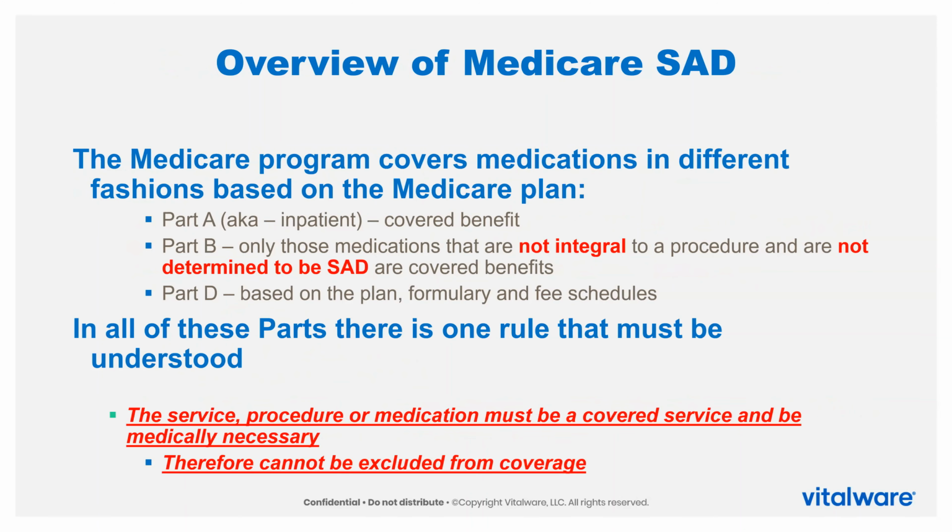So, in Part A, it's an inpatient benefit. It's packaged with the DRG. It is covered, but not separately reimbursed. In Part B, only those medications that are not integral to a procedure and are not determined to be SAD are covered benefits. So you can have them as covered, as integral to a procedure. It would be covered, but not SAD. And then Part D, it depends on the plan and the formulary. Remember, the service or procedure must be covered before there's an expectation of reimbursement, and they are excluded here.